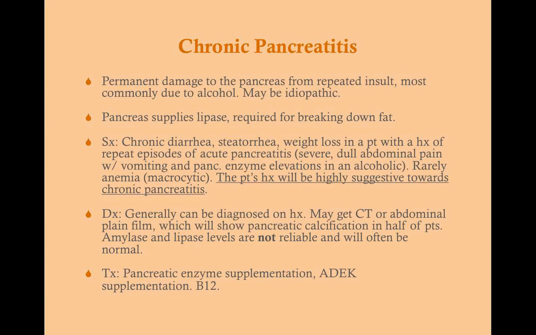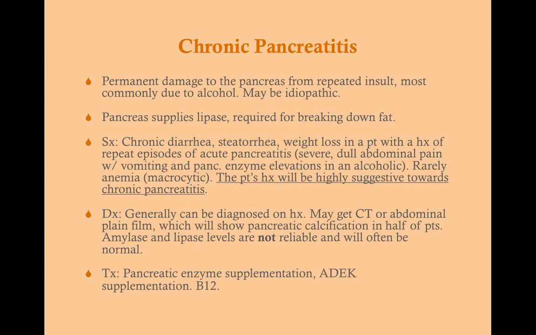And very rarely will they have anemia. And if they do have anemia, it's not going to be iron deficiency anemia. The reason why is because they can absorb iron. Their small bowel is perfectly intact, unlike in celiac disease where the small bowel became diseased. In patients with chronic pancreatitis, their small bowel is fine. They just can't break down the fat and thus can't absorb it.